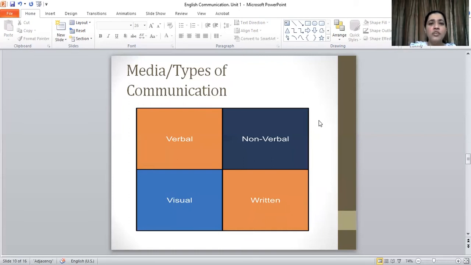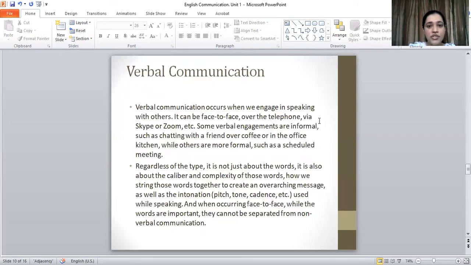Now, moving on, we're going to take a quick look at the various types of communication. So we have verbal communication, non-verbal communication, visual, and written. Now, verbal communication, the most simple of the lot, is what occurs when we engage in speaking with others.